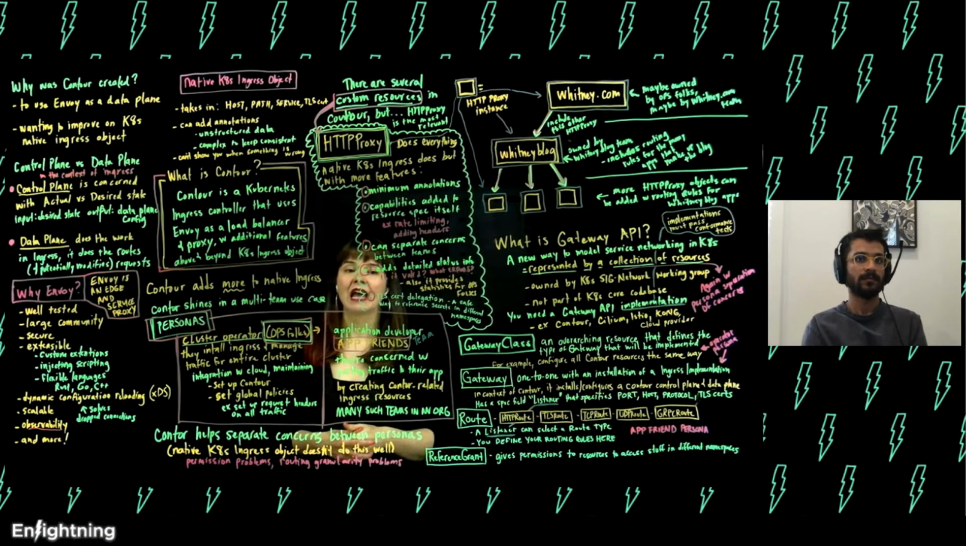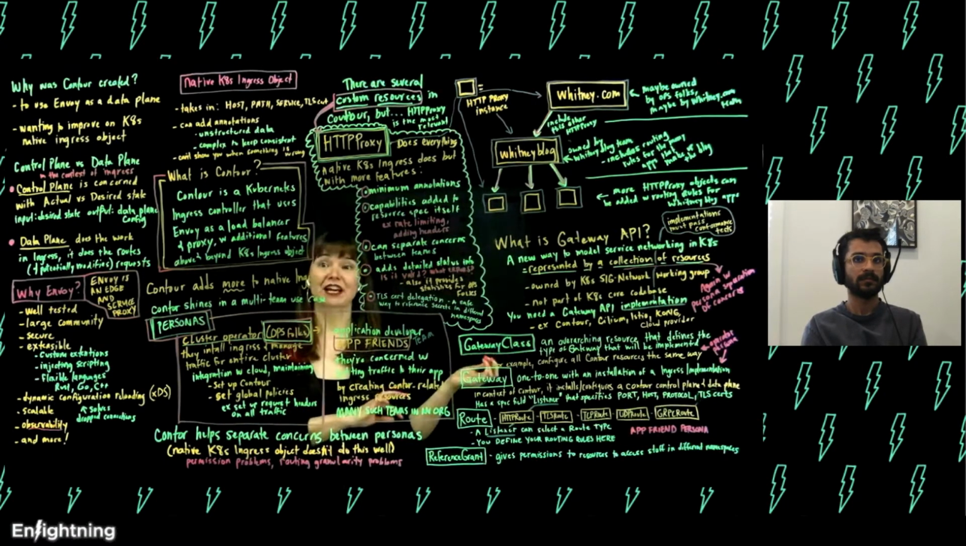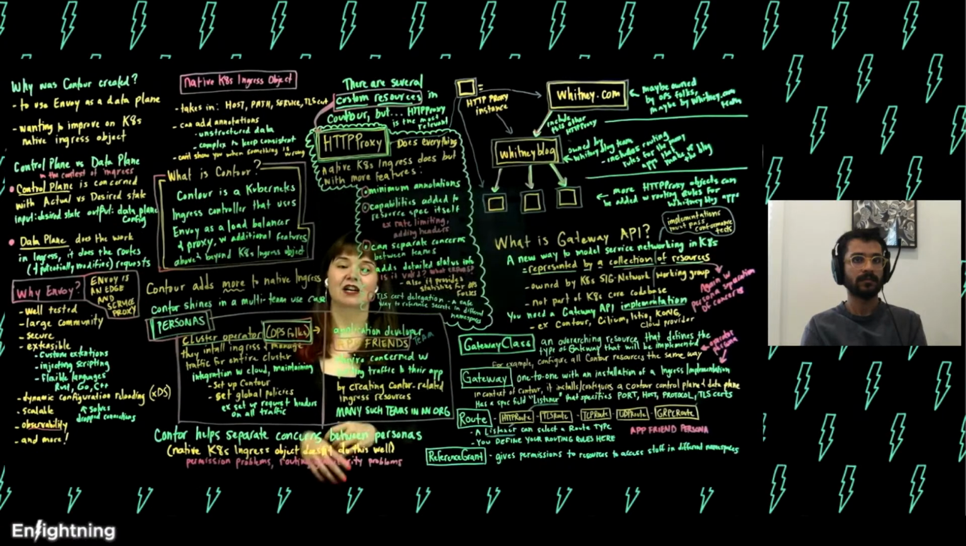For example, they might set up request headers that go on all of the traffic that comes through the cluster. And then we have another persona, which is the application developer, because it could be anyone on an application team. They're basically just concerned with getting traffic through to their application, and they don't care about all the rest of it. So they'll create Contour related Ingress resources, and there are going to be many teams in an org that will consume these resources and need to work well together. The native Kubernetes object doesn't do well for these two different personas because there can be permission problems and there can be problems with routing granularity.